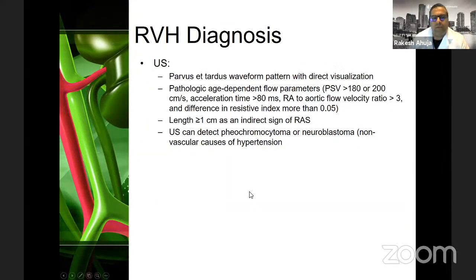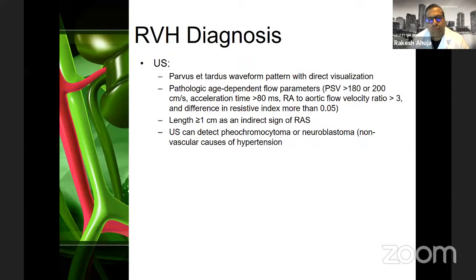So renovascular hypertension can be diagnosed by various modalities. The easiest one is the ultrasound, which we all know about. It can show you the stenosis waveform, which is the parvus et tardus waveform, and you can also directly visualize the stenosis. There are pathologic age-dependent flow parameters: peak systolic velocity of about 180 or 200, acceleration time of more than 80 milliseconds, renal artery to aortic flow velocity ratio of more than 3, and difference in resistive index of more than 0.05. These are all pretty specific and sensitive for renal artery stenosis, something a clinician should be aware of.